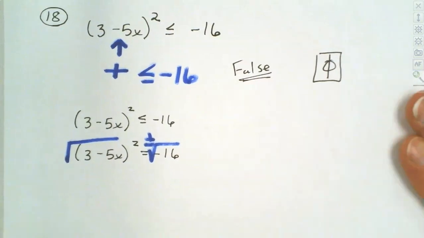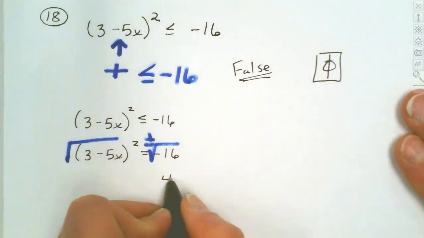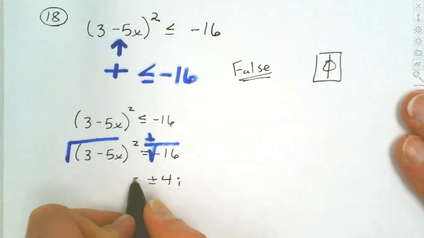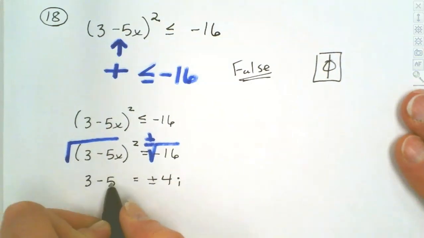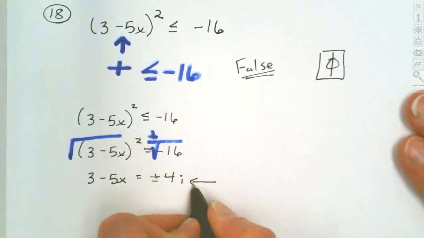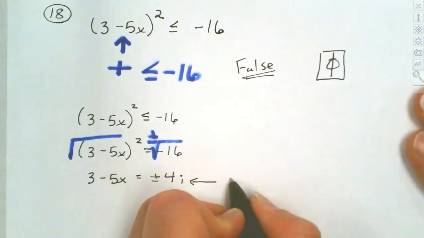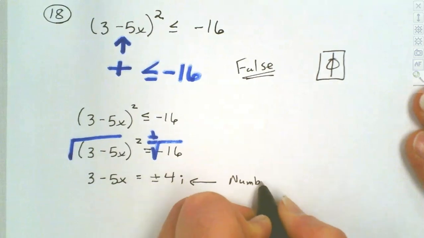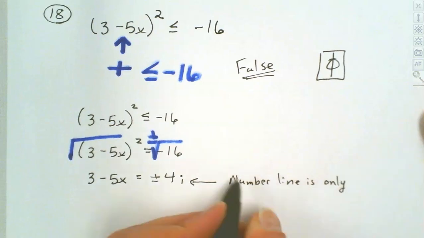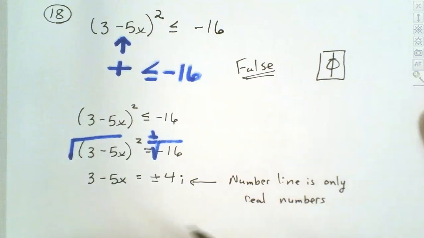And what happens when we take the square root of a negative number? Well, the square root of negative 16 is 4, and it's negative underneath there, so it's 4i. Now, why is this not going to have a solution? Well, that can never be on the number line, can it? Right? The number line only has real numbers.